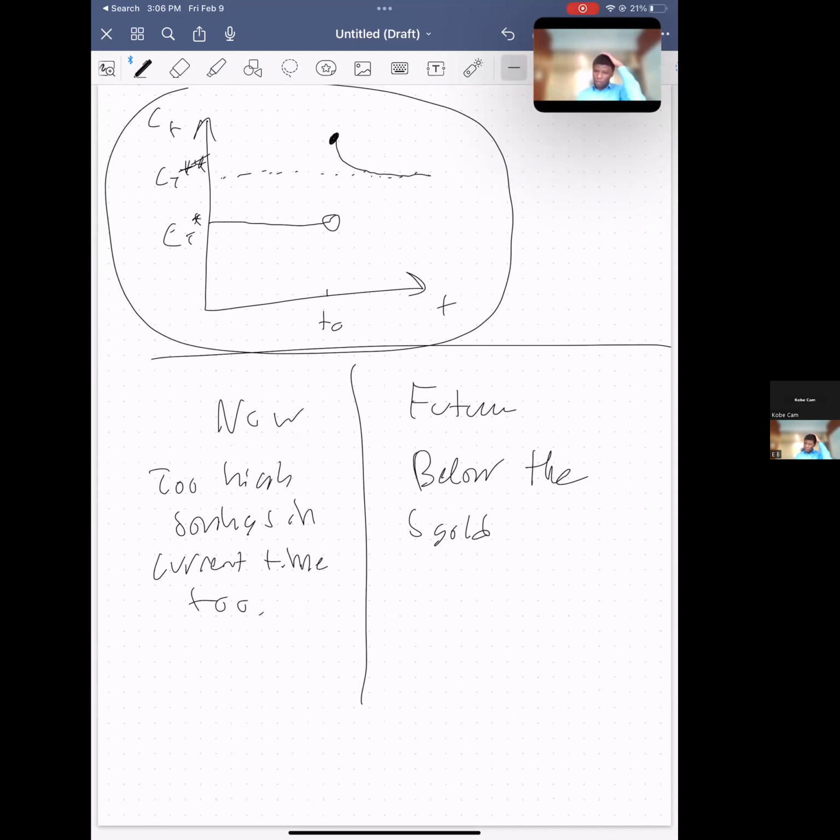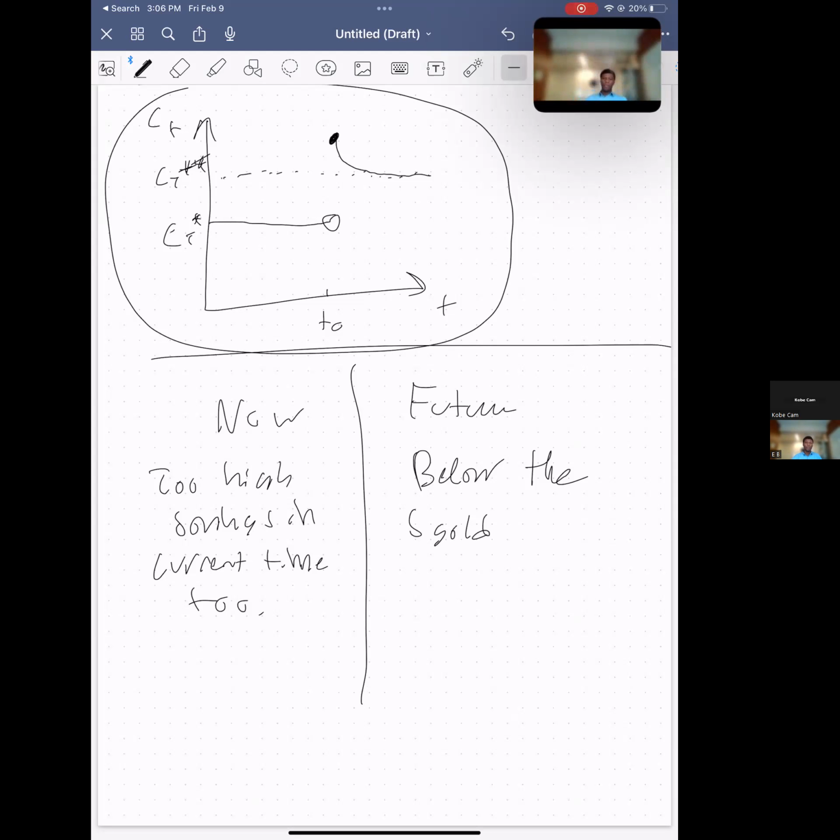So here's the situation. Right now, we are consuming less than we could, and in the future, we're consuming less than we could. So why would we ever want to be in this economy if our goal is to consume? We wouldn't. So this is a bad situation. We don't want to be in this one. So they would never prefer to live in this economy.